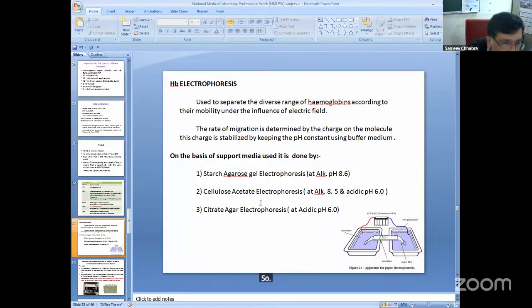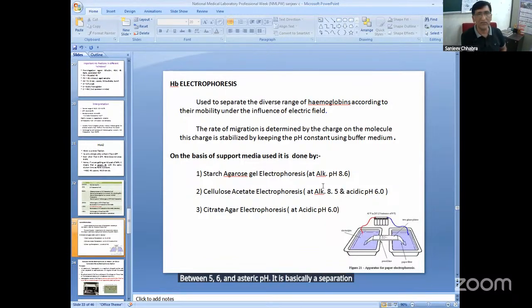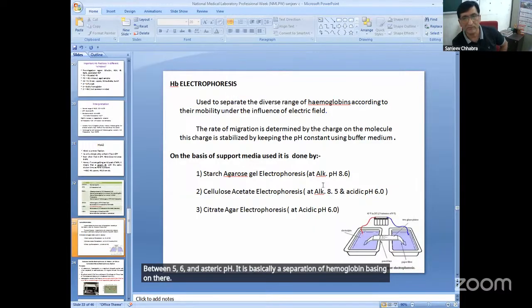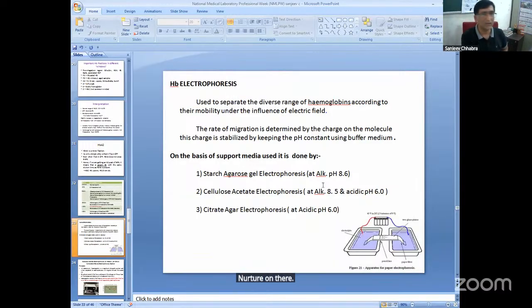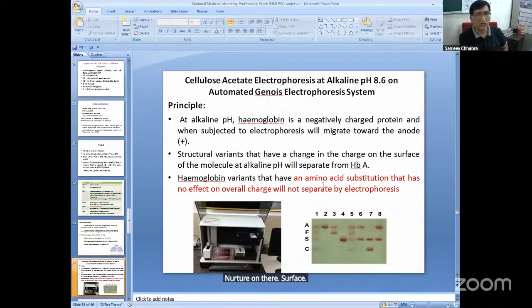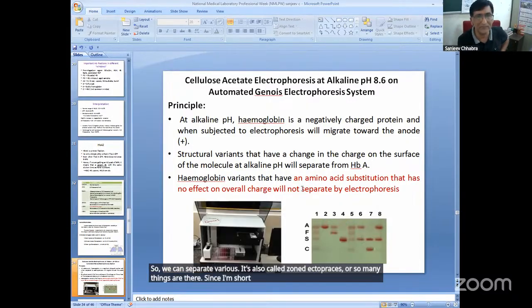So in electrophoresis, we can do it at alkaline pH 8.5, pH 6, and acidic pH. It is basically a separation of hemoglobin based on their net charge on their surface. So we can separate various fractions. It's also called zone electrophoresis, or so many things are there. Since I'm short of time, I'm making this very short.